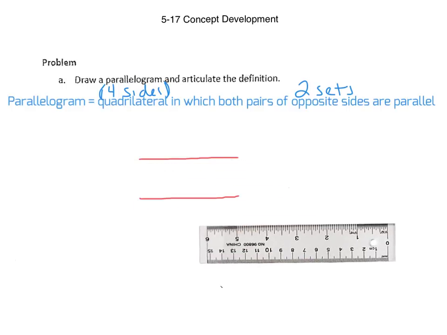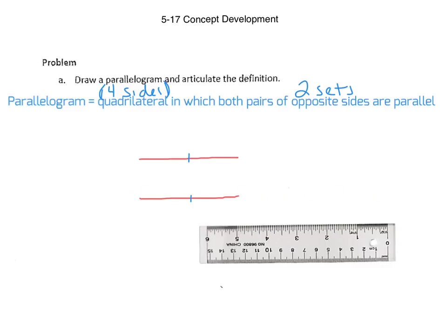So now I have one set of parallel sides, so I could actually label that as one set of parallel, so 1 dash, showing if I extend them, they will never intersect. So if I'm extending them, I will never have them cross paths.